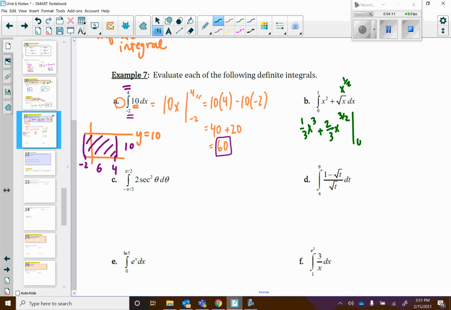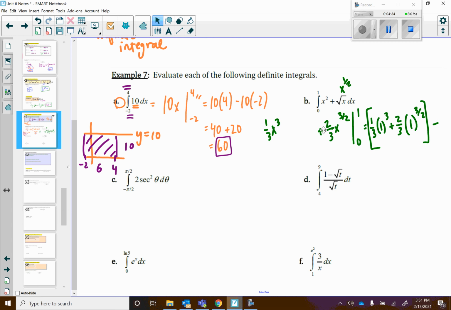And we are going to evaluate this from 1 to 0. When I say evaluate, that means plug in the upper bound. So 1/3 times 1 cubed plus 2/3 times 1 to the 3/2. Plug in the upper bound and subtract from it the lower bound. So I'm going to move this all over because we need a little more space.